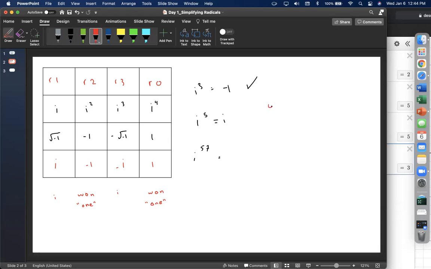So we are going to do 4. 4 is the magic number. So 4 goes into 57 how many times? 1. And then we bring down our 7. 4 goes into 17 4 times. And we have a remainder of 1. So anything with a remainder of 1, the answer is going to be i.